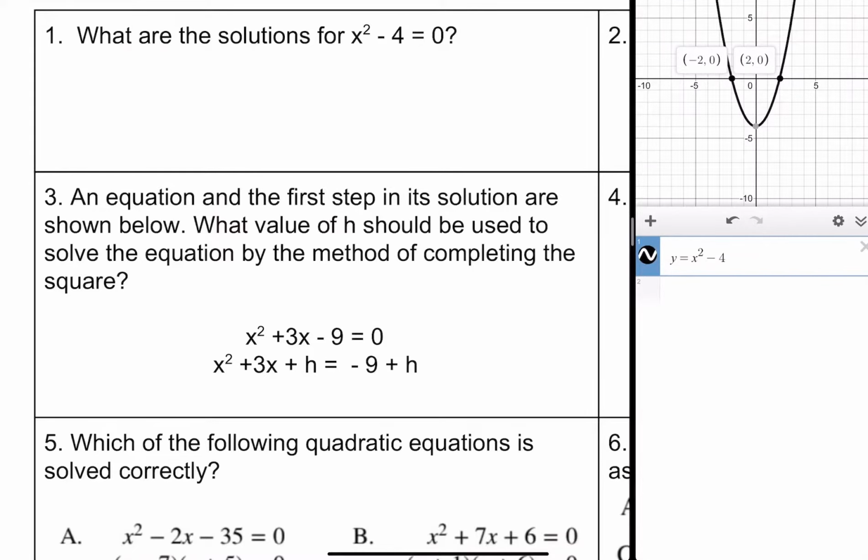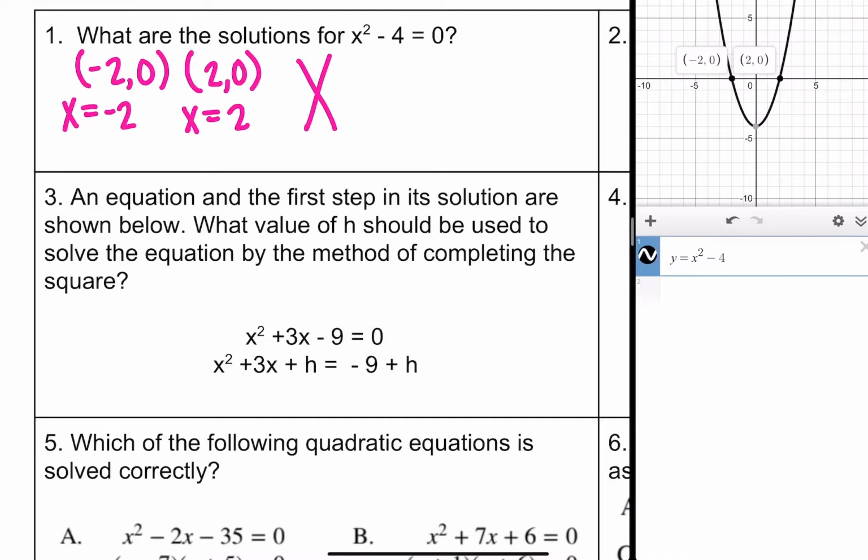So the roots, zeros, x-intercept solutions are (-2, 0) and (2, 0). So that's x equals -2 and x equals +2 are your solutions. Now if you wanted to solve this by factoring, what you could do was do the x chart. So before you do the x chart, you have to have standard form. So you would have to change this to be x squared plus 0x minus 4 equals 0.